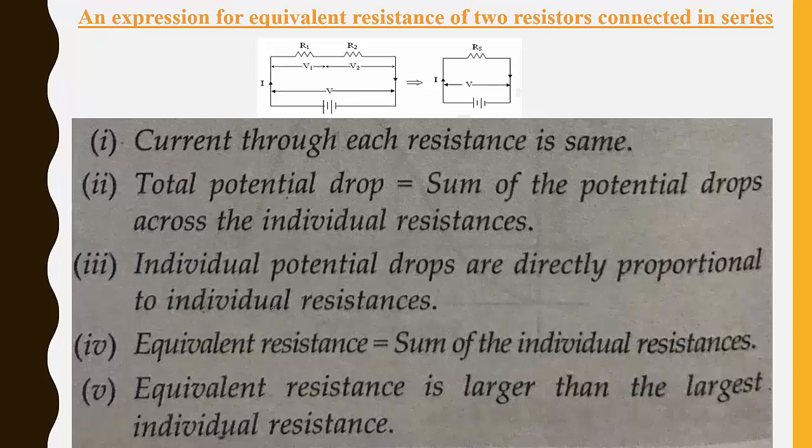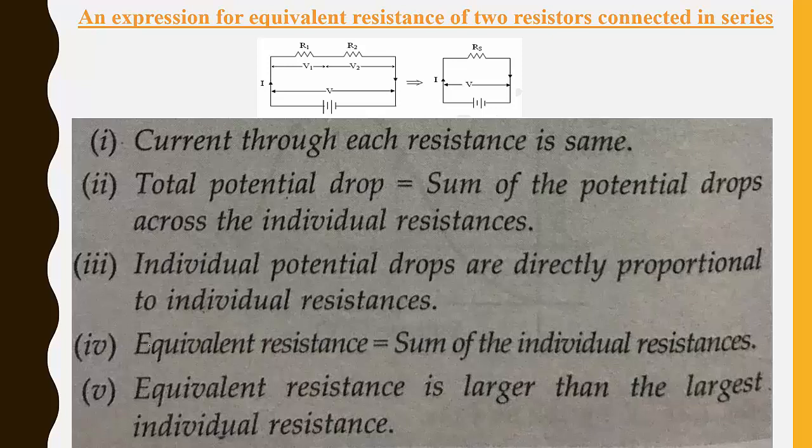Now you can observe some important points here. Current through each resistor is the same in series combination. Second point, total potential drop is equal to the sum of the potential drops across the individual resistances, that means V equal to V1 plus V2. The third point, individual potential drops V1 and V2 are directly proportional to the individual resistances. That means the values of V1 and V2 depend completely on the individual resistances R1 and R2.